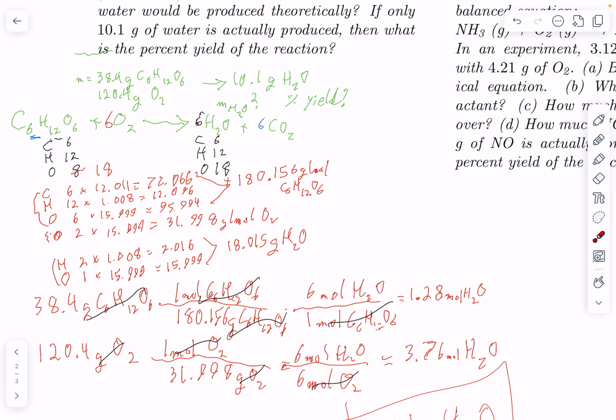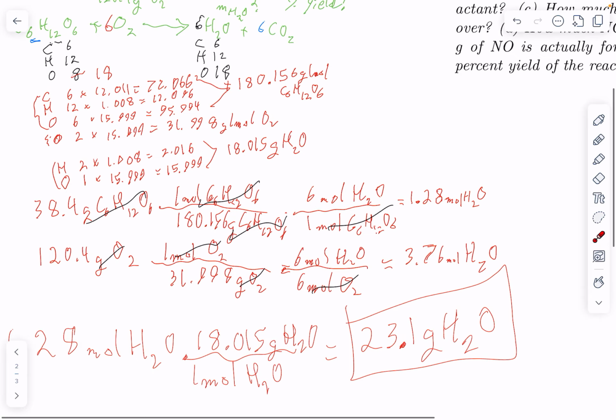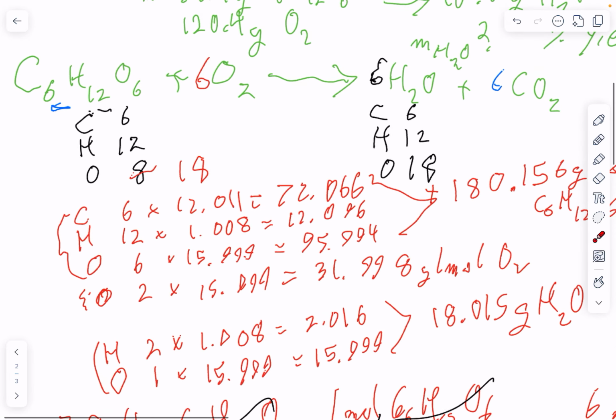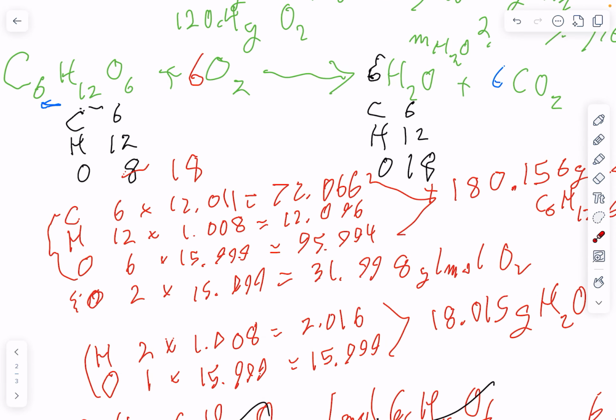What's the percent yield? First, I just note what I'm given, what I'm being asked for. You always want to make sure you have that information easily at hand, and you want to make sure you actually answer the question that's asked. Okay, so first we need to balance our equation. So glucose plus oxygen yields water and CO2.